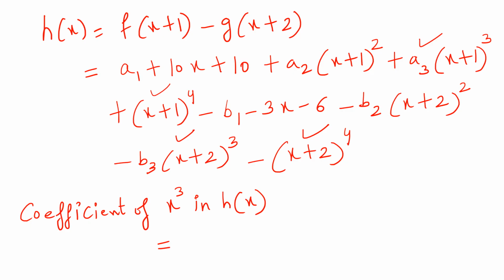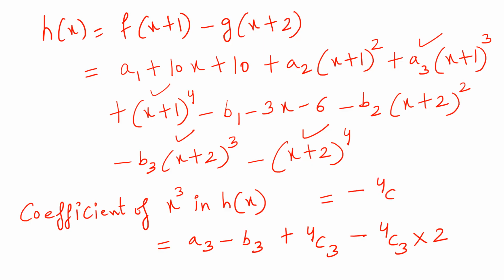So the coefficient of x cube comes as a3 minus b3 plus 4C3 minus 4C3 into 2. Now students, a3 minus b3 is equal to 0. So the value of the coefficient of x cube becomes equal to minus 4C3. And this is nothing but minus 4. So hence option C is the correct one.